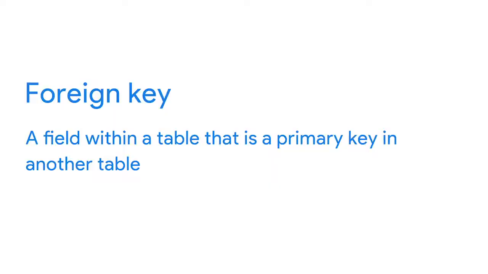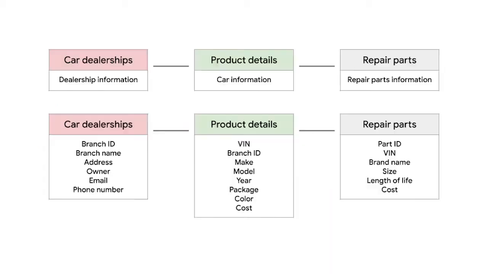A foreign key is a field within a table that's a primary key in another table. So in our example, the VIN is the foreign key in the repair parts table. As you can see, a table can only have one primary key, but it can have multiple foreign keys. Relational databases are great for keeping data consistent, no matter where it's accessed.